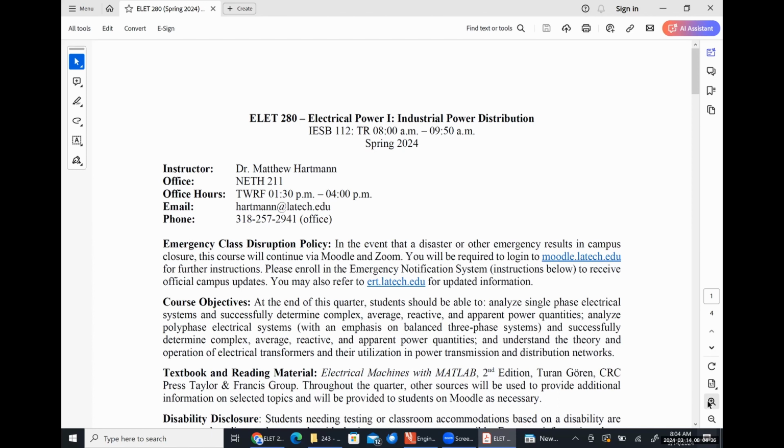My office is across the street in Nethkin Hall 211, and my office hours are Tuesday, Wednesday, Thursday, and Friday from 1:30 p.m. to 4 p.m.